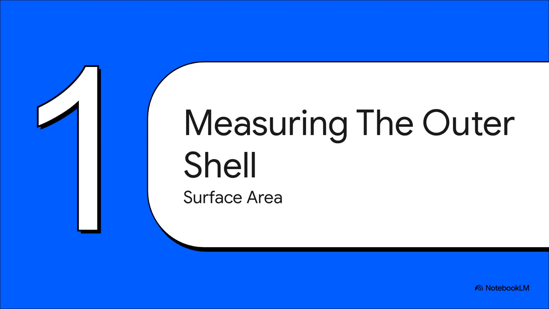All right, first up, let's talk about the outside of the box. This is what we call its surface area. Think back to that gift wrapping scenario. The absolute minimum amount of paper you'd need to cover the entire gift with no overlaps, that's the surface area. It's basically like we're measuring the object's skin.